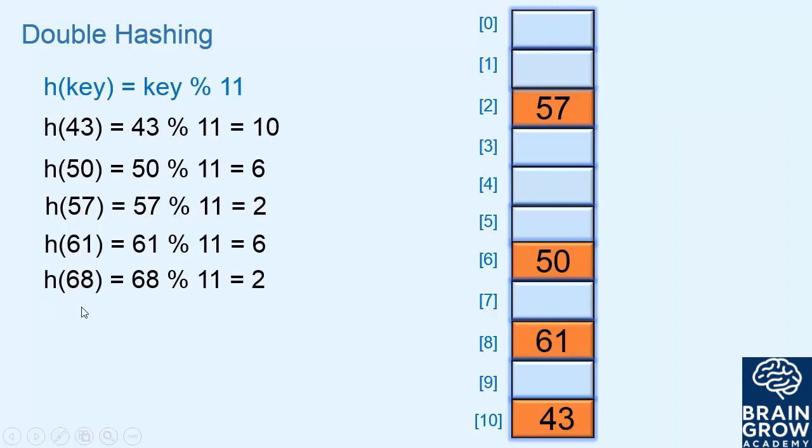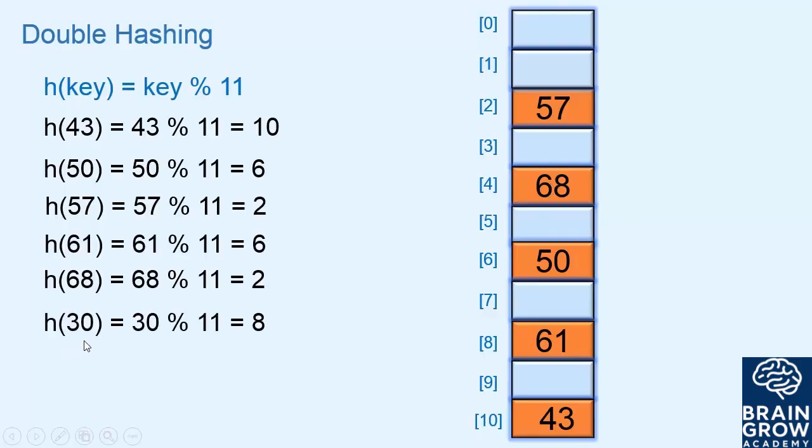Now we have to insert this key 68. It is mapped to location 2, which is already occupied. So we calculate the next probe location. It comes out to be 4 and this location 4 is empty. So we insert the key 68 here.